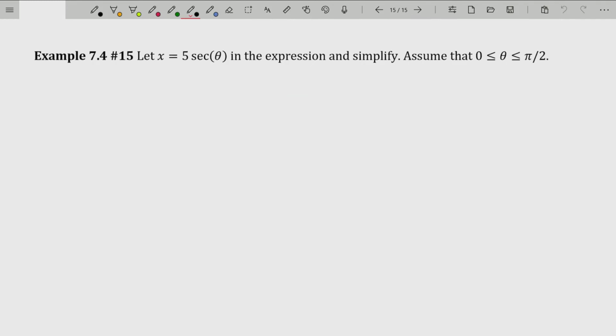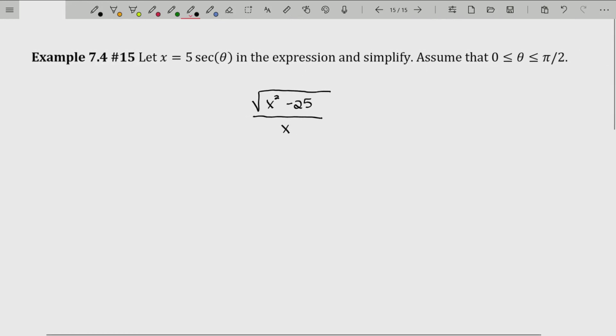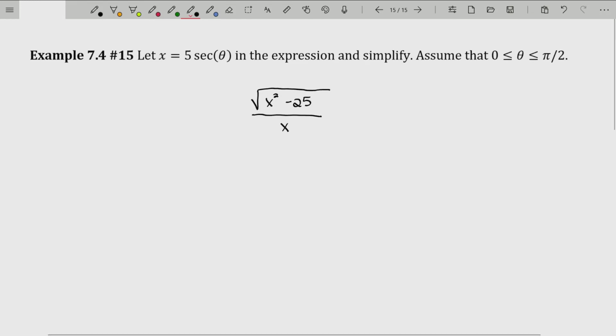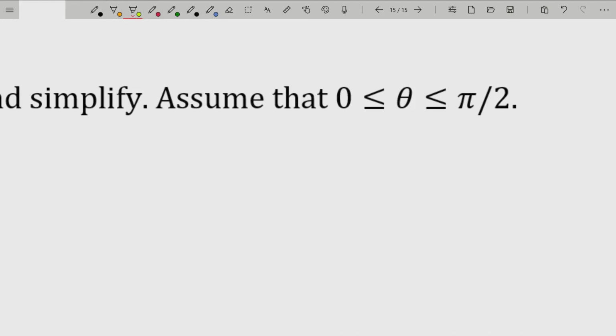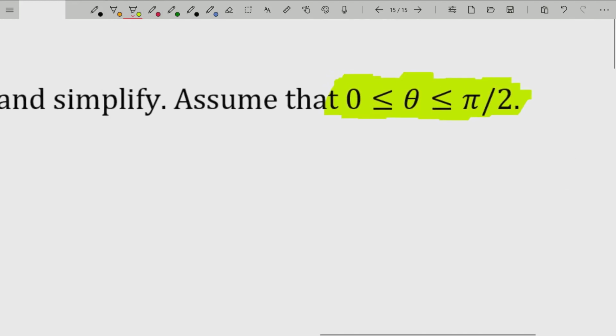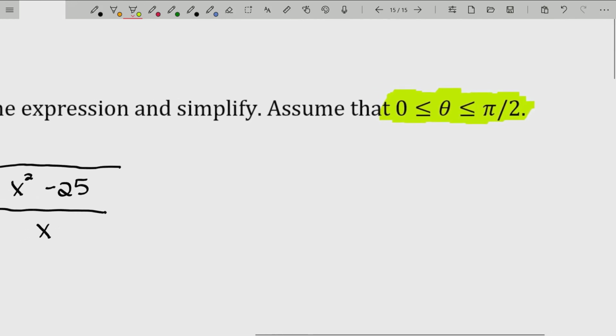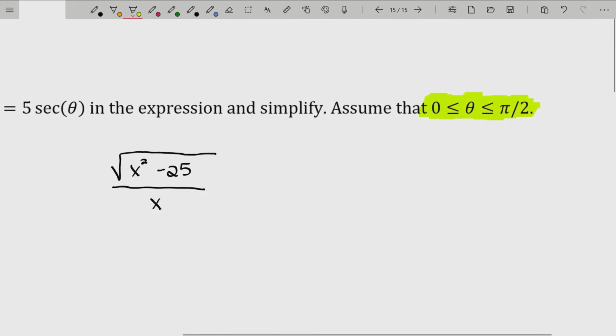The final example I have in this video, I had in a different video. And in this case, I forgot to write the expression. So anyway, I had something like this in a different video. The only thing I didn't have was this last piece. Assume that your angle is between 0 and pi over 2 radians. In other words, assume that theta is in quadrant 1.